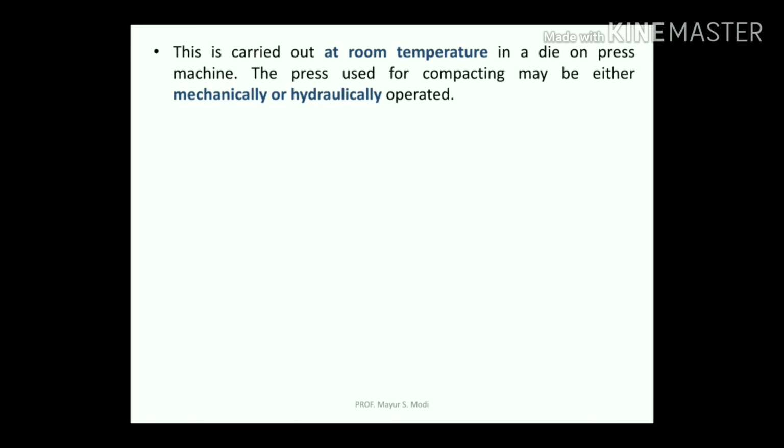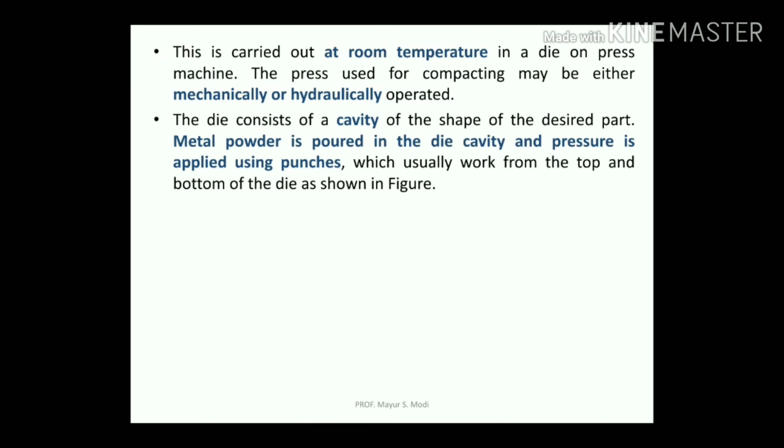So this is carried out at room temperature in a die on a press machine. The press used for compacting may be either mechanically or hydraulically operated. The die consists of a cavity of the shape of the desired part. Metal powder is poured in the die cavity and pressure is applied using the punches, which usually work from the top and bottom of the die as shown in the figure.